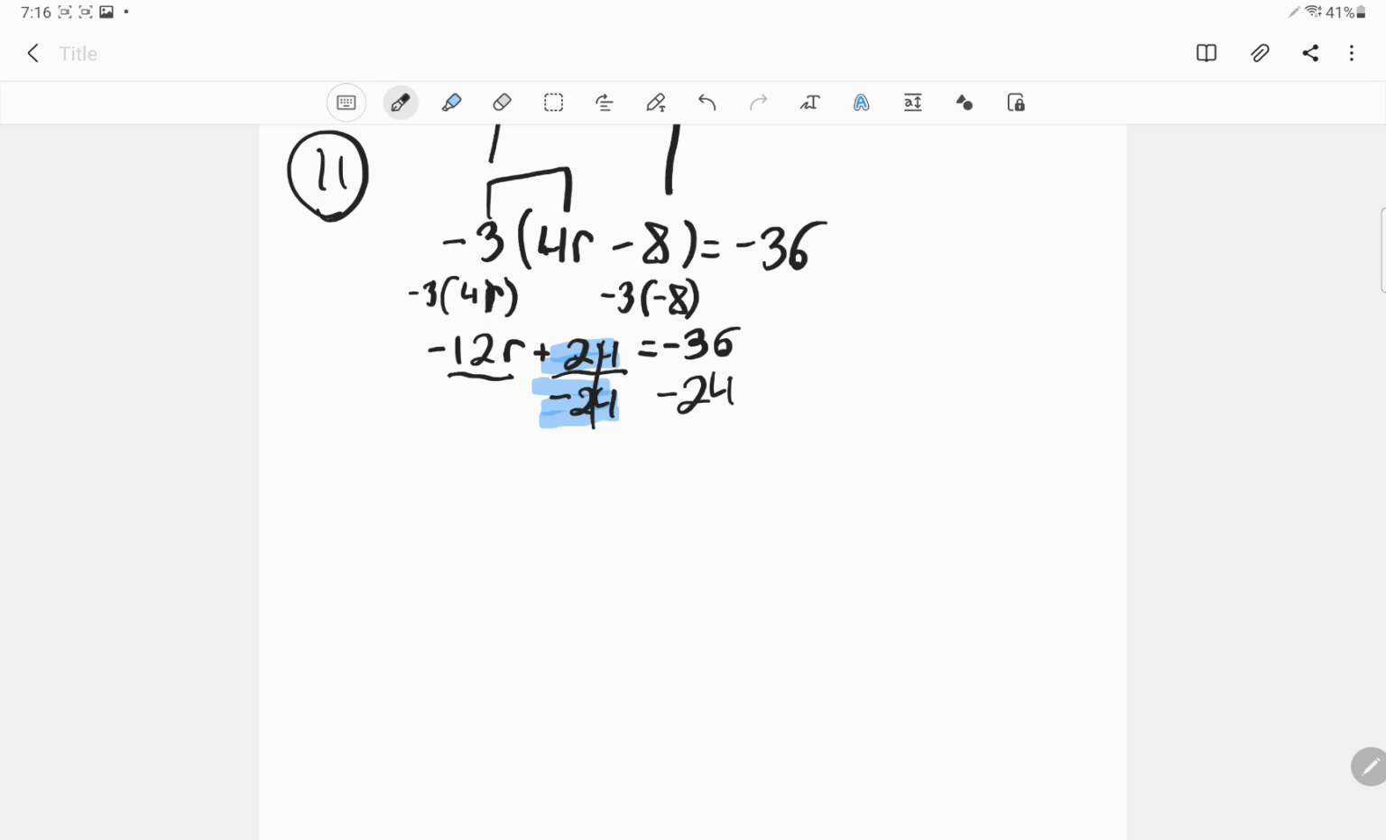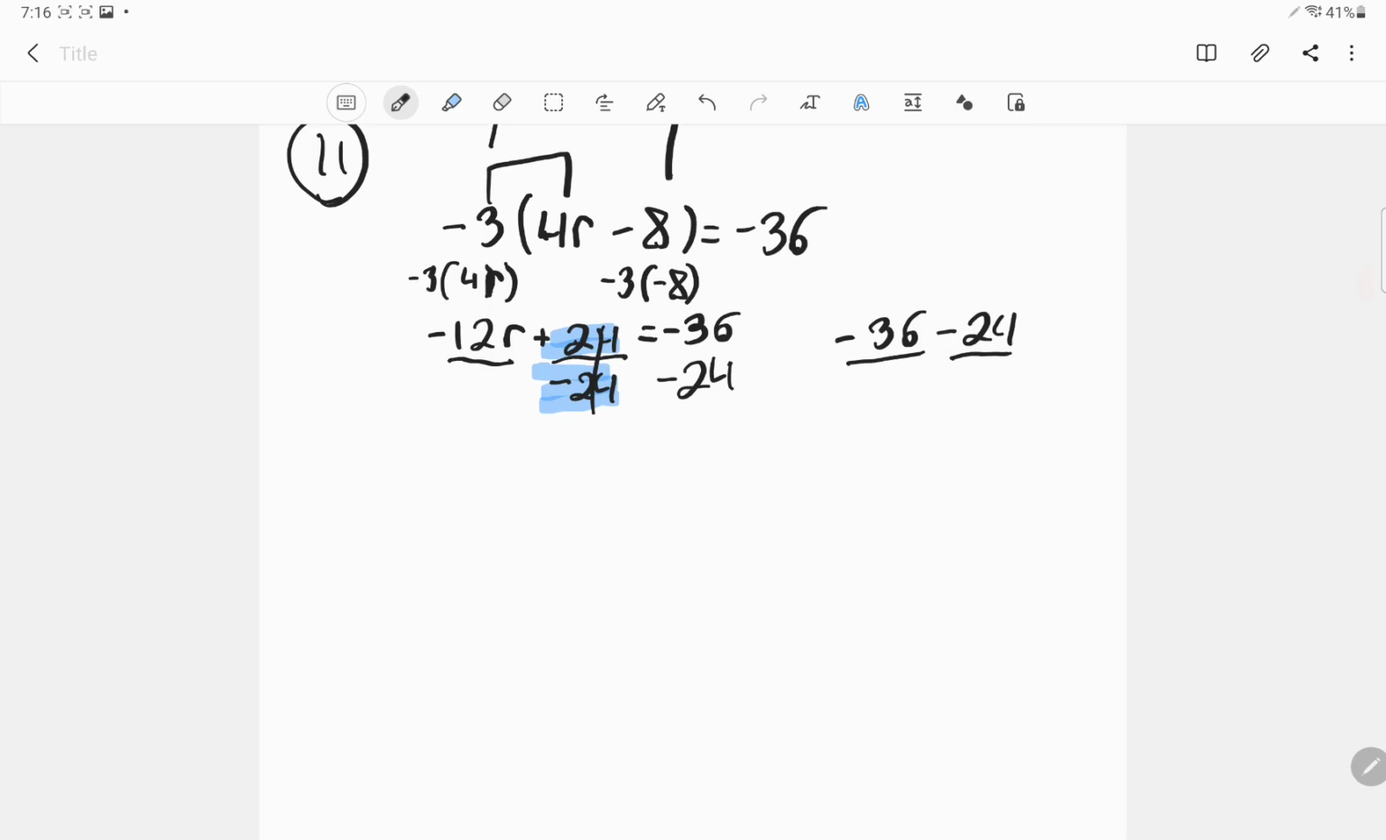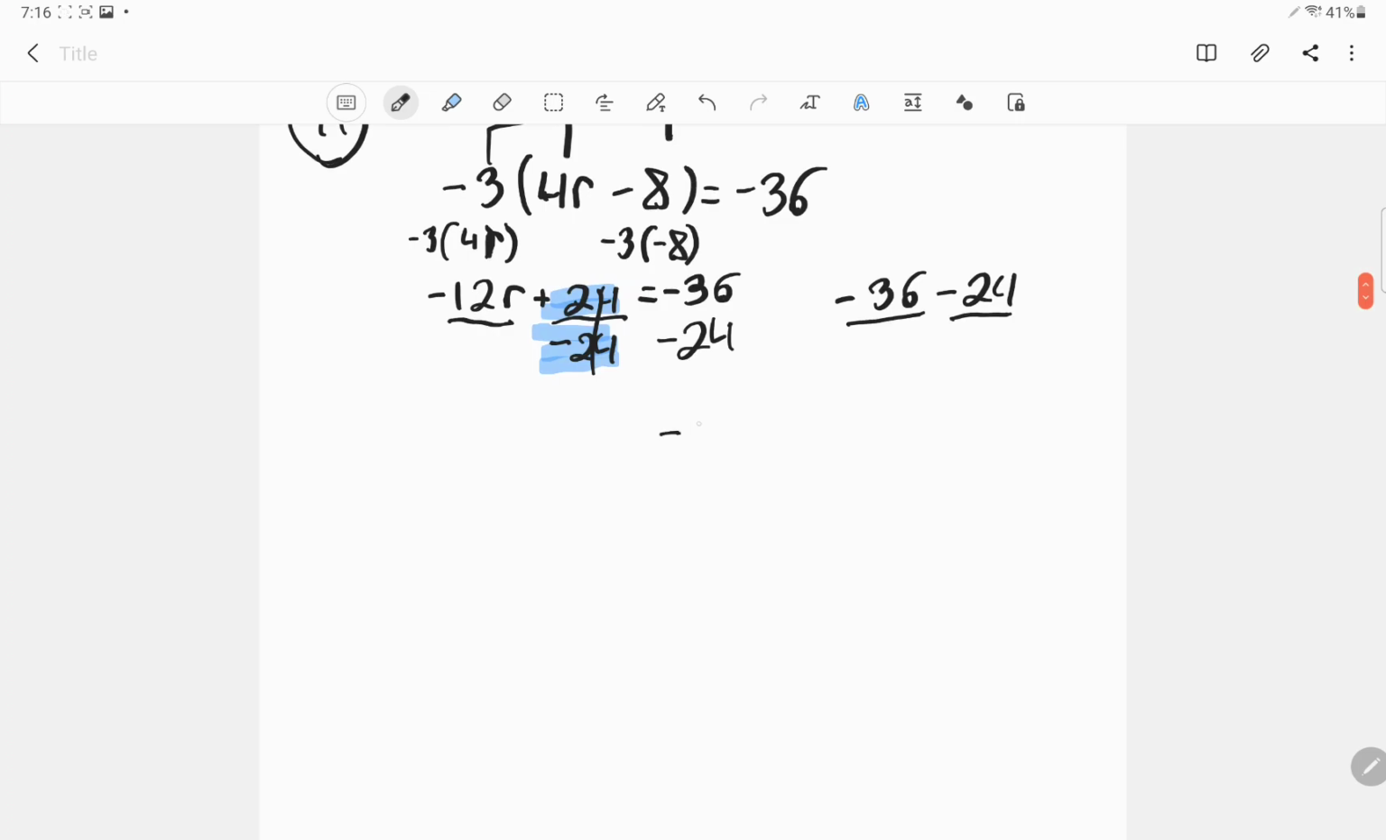And this might be very confusing for you guys, but I'm going to rewrite it just so you can see what I'm doing. It's negative 36 minus 24. If you have a calculator with you, make sure you write it down that way, because it's going to help you see what I'm trying to do here. This and this, they're going to become more negative, okay? So because it's going to become more negative, I'm actually going to get a negative 60 here. It's equal to negative 12r.